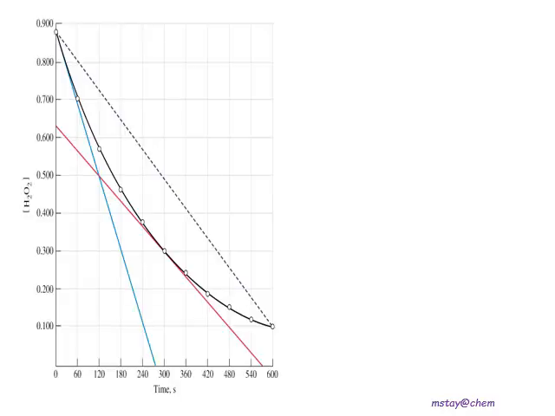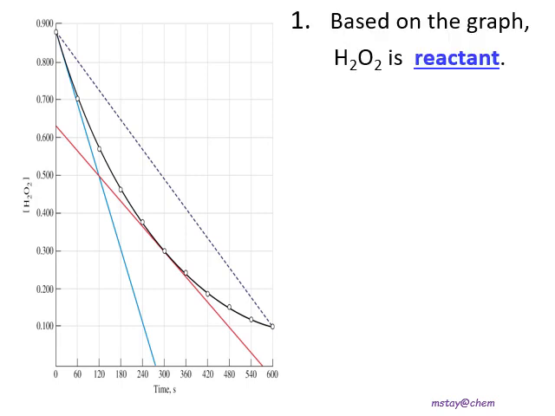Now let's refer to the graph here, and try to learn which line represents the average rate of reaction, and which line represents the instantaneous rate of reaction. Based on the diagram, we can know that H2O2 is the reactant. Why? Because for all these three lines, red, blue, and purple, the concentration is getting lower and lower. Like we mentioned, if the concentration is getting lower and lower, the substance is referred to as the reactant.